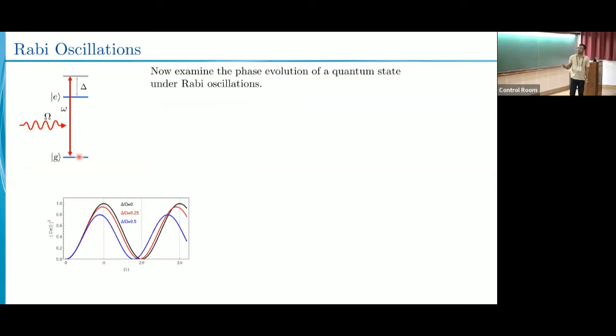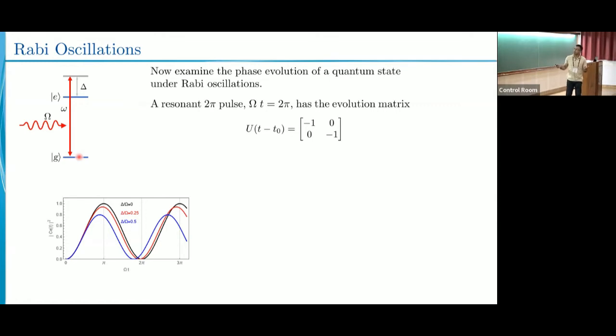We now examine the phase evolution of the quantum state under the Rabi oscillation. Let us apply one 2 pi pulse. When omega t is equal to 2 pi, and I apply the unitary matrix I was showing, it simplifies like this: this becomes minus one, this becomes minus one. If I apply this unitary matrix on the initial wave function, we end up with a minus sign. Some phase has come here, let us say e to the power i pi.